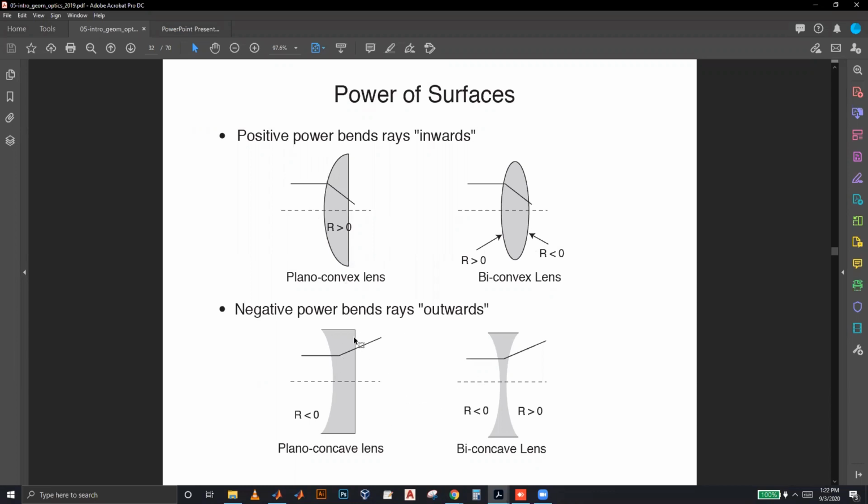So this is plano convex lens, plane one side. Sorry, plano concave lens, so concave on the other side. Biconcave lens, two sides are concave, and so on. Just some definitions, nothing much for me to discuss in this case.